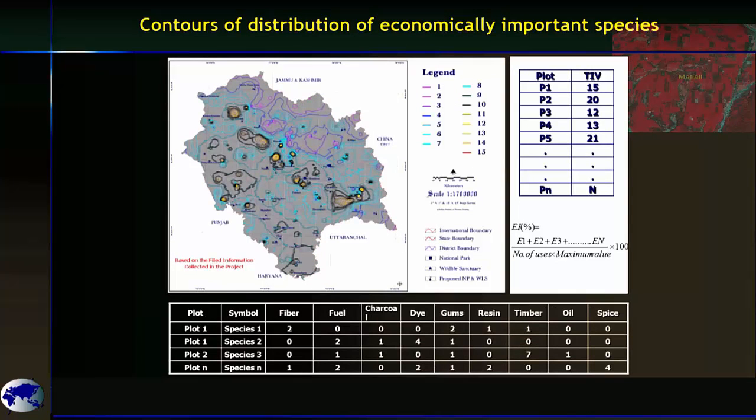Similarly, we have economically important species. So for every type, from the sample plots, I can derive continuous data, which gives me an idea of how this entire area is: is it rich in species? Is it rich in economically important species, or is it rich in importance value? So I can easily identify an area which can be under different categories.